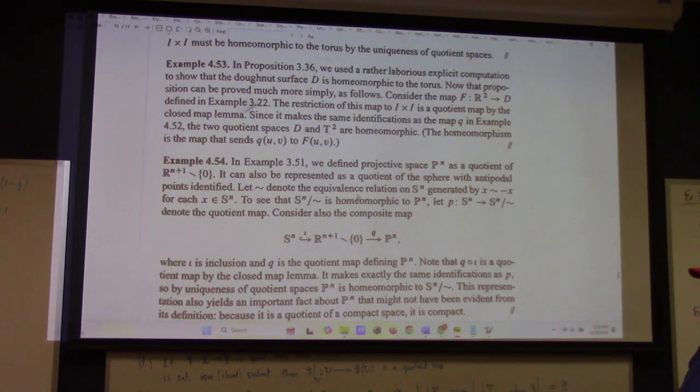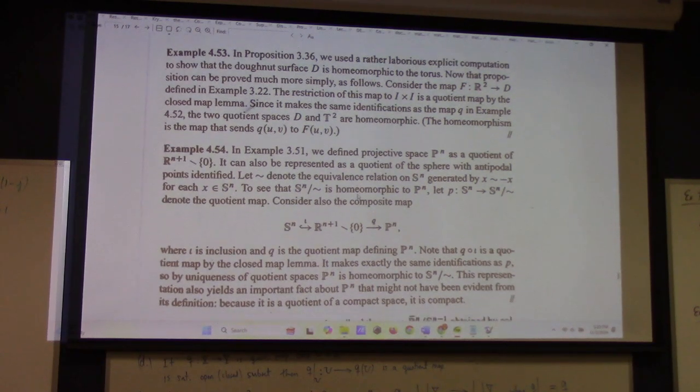So when you start working with projective space, this antipodal equivalence, you'll appreciate that it's just there. You see it as soon as you start working with these things.